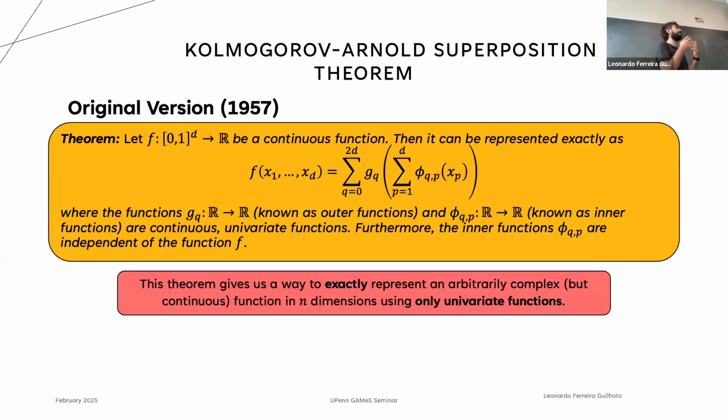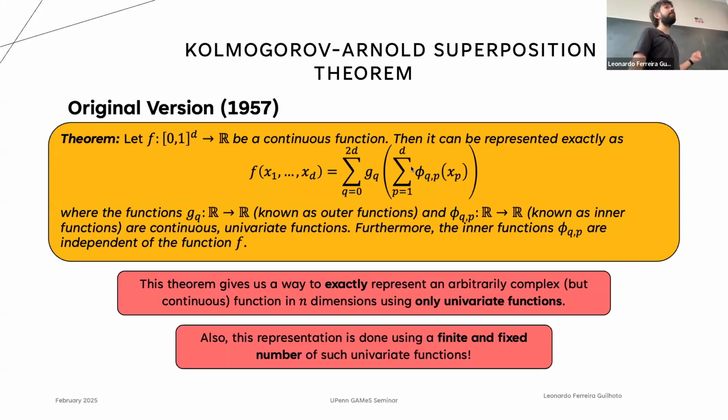So in a way, some people talk about this theorem as saying that the only true multivariate operation you can have is composition and summation, which is what you have over here. All the other things that are happening are on univariate functions, which in general are much easier to approximate with numerical methods, right?